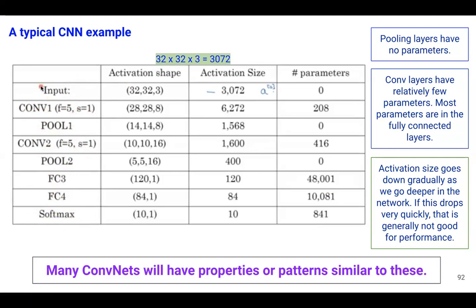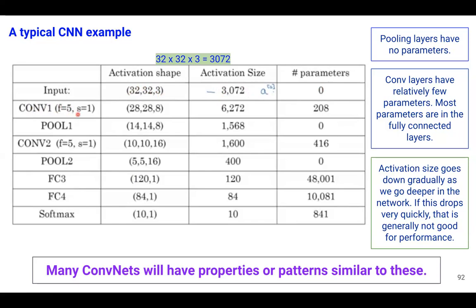Your input images, let's say they were 32 by 32 by 3. If you just multiply these three numbers, you get the activation size. Activation size just means how many pixels you had in your input image. So the number of parameters here is 0, of course, it's just the input. The number of parameters comes into play when you actually do some operation on the input image, which happens in the next step, the first convolution layer.